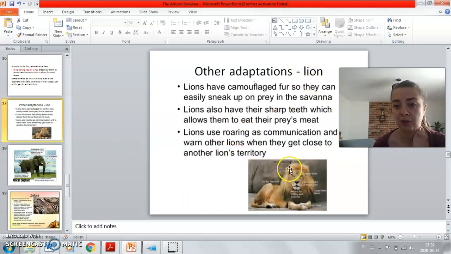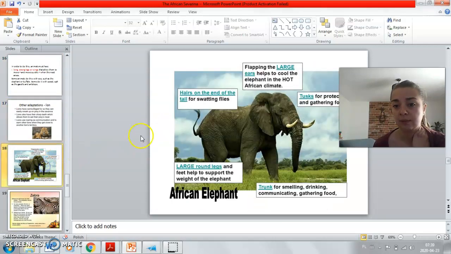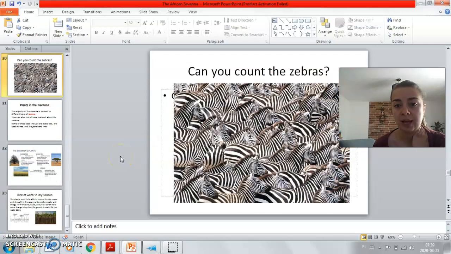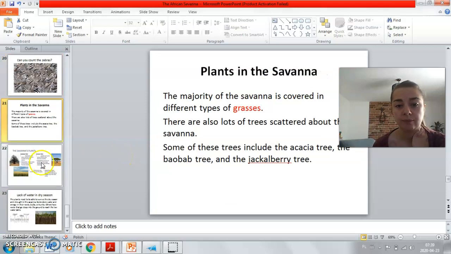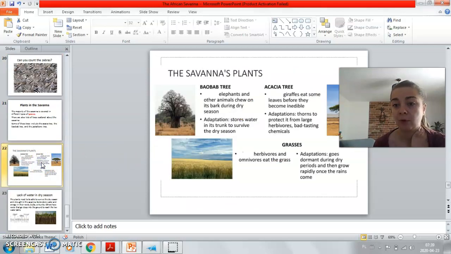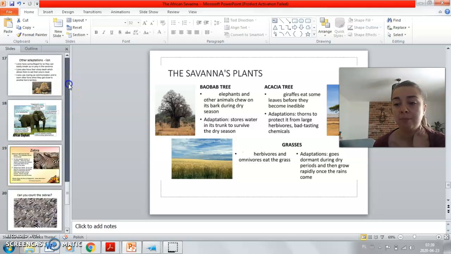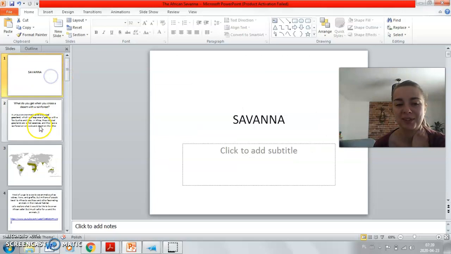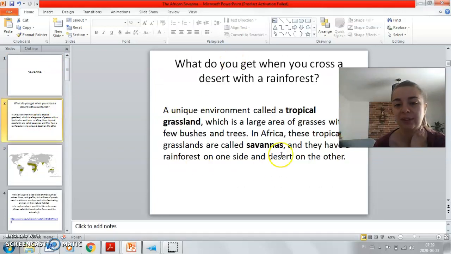Like adaptations of lion, elephant, zebras, and the plants. Okay, so there are 4 slides with the pictures. So that's the minimum of minimum you need to do. However, I know that all of you are able to read the text here.